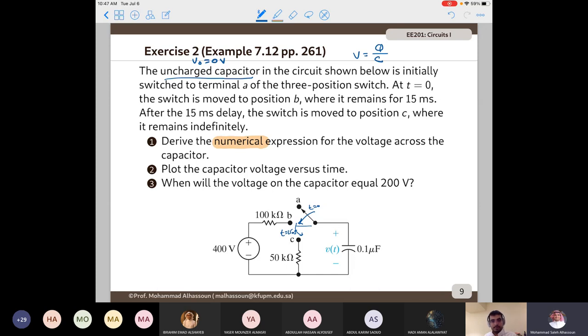Ziad? Divide it into two parts. Divide it into actually three parts, not two. We have the first part for t less than zero. The second part from t equals zero to t equals 15 milliseconds. The third part is when t is greater than 15 milliseconds. So let's dissect this problem.